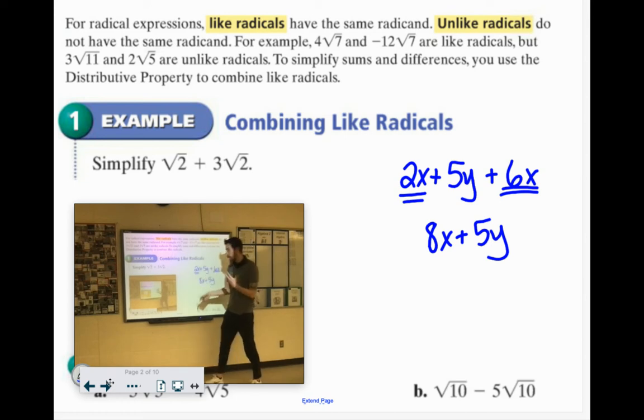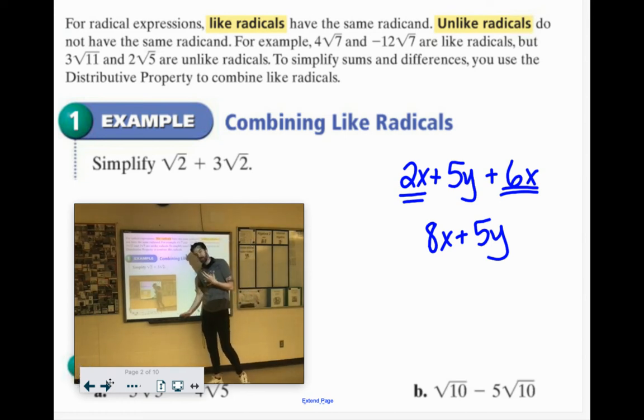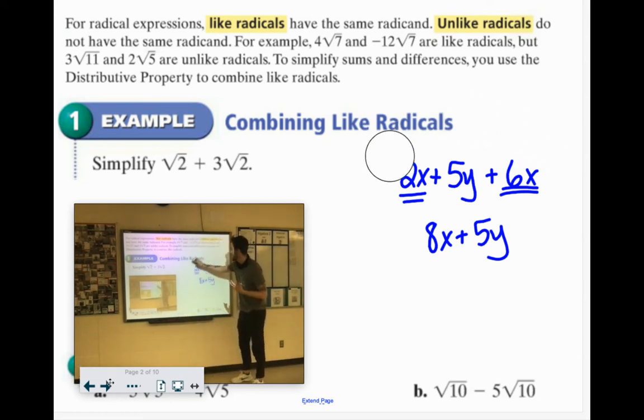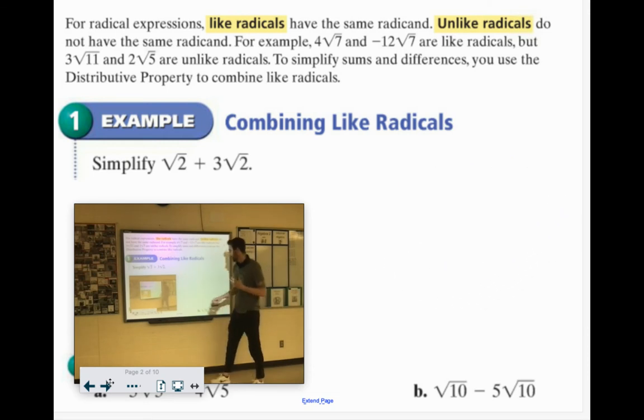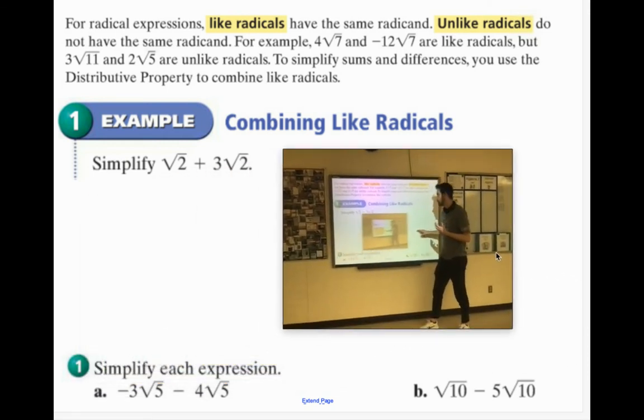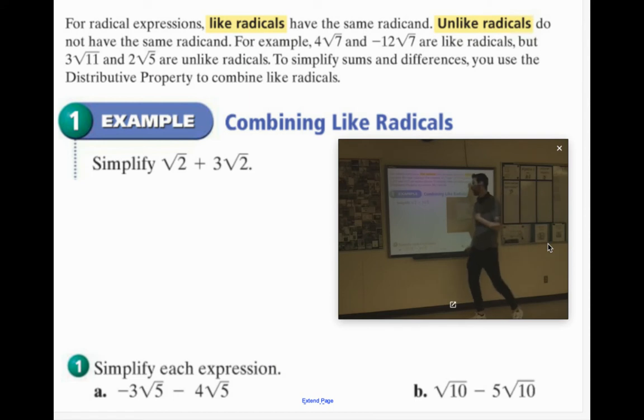You can't combine unlike terms when you're adding or subtracting. Same thing goes with the radical. You can only add them or subtract them if they are the exact same number in the radical. So let me scooch over here and let's see what we've got.